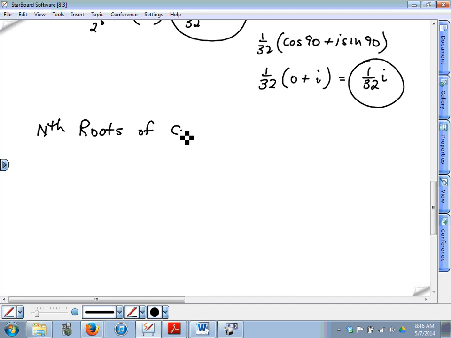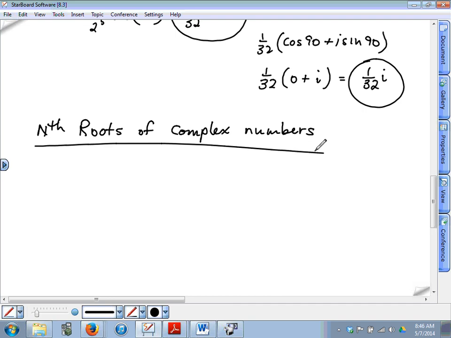Nth roots of complex numbers. It's, in a way, an extension of De Moivre's theorem. We started talking about this last time. If you remember, at the end of the lesson, I was asking you about this problem here.